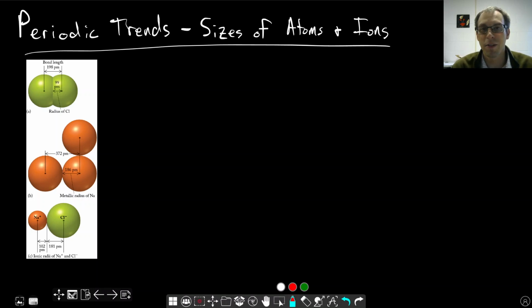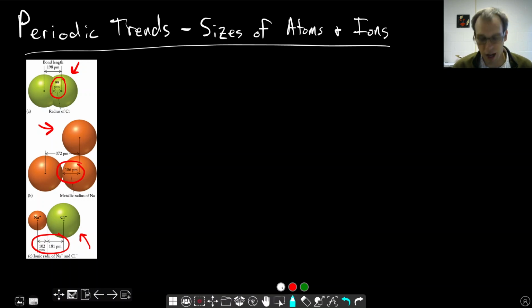Different elements participate in different sorts of bonding, right? So we have a covalent bond, or a molecular system like Cl2 here, or we have a metallic system like sodium here, where there's a bunch of sodium metal atoms right next to each other, or we have ionic bonding like sodium chloride. In all cases, what we're considering is the distance between two atoms, and what we consider their size is what we call the radius here. So the atomic radius is how far apart these are from each other.